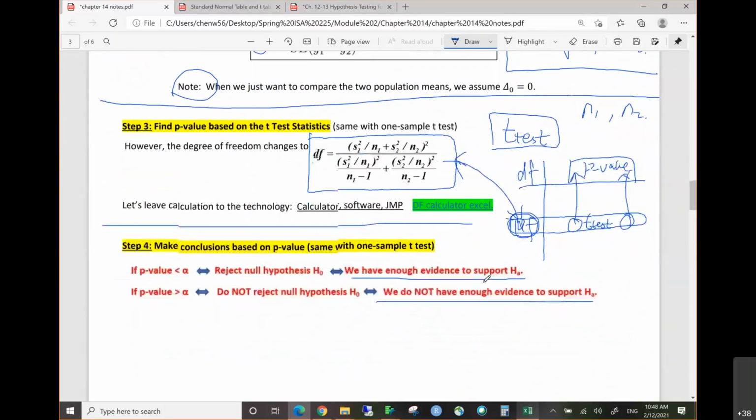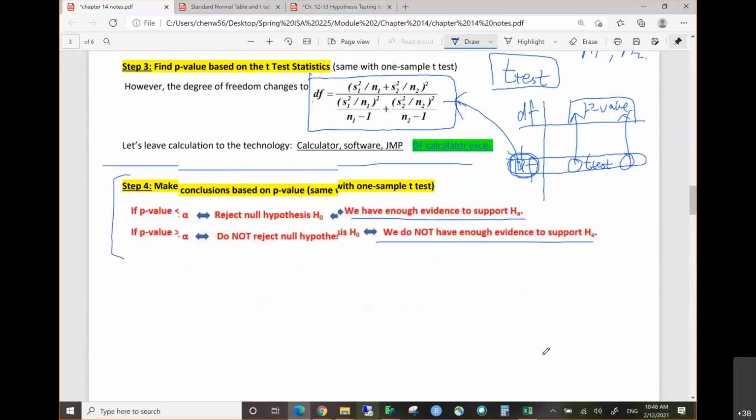Once you have the test statistics, exactly the same, right? Exactly the same rejection rule. All right, any questions? Not hard, right? It's just easy to understand.